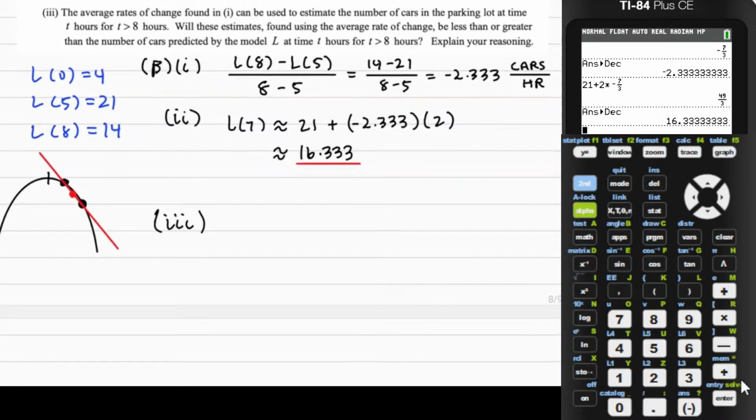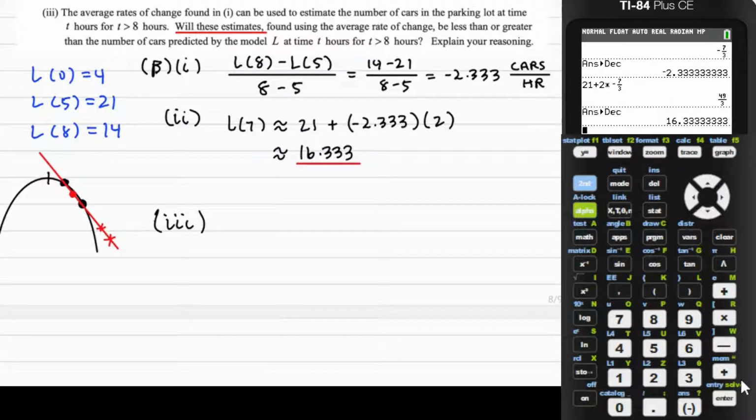So going over here to looking beyond t equals 8 hours, will these estimates, which I'm going to just found using the average rate of change, well, that would be like something out here or out here, right? Those are times beyond t equals 8. Will they be greater than, less than, or equal to the number of cars predicted by the model? Explain my reasoning.